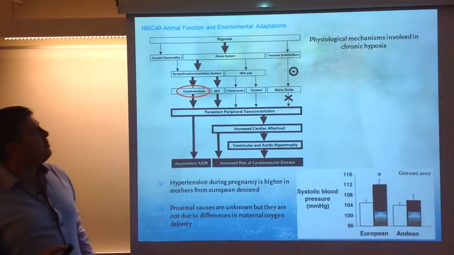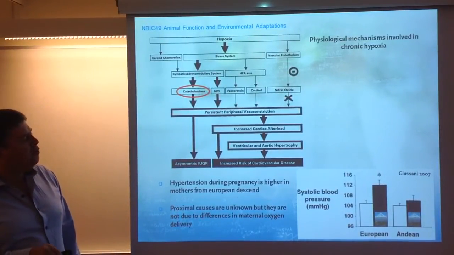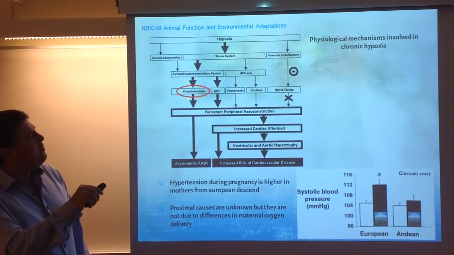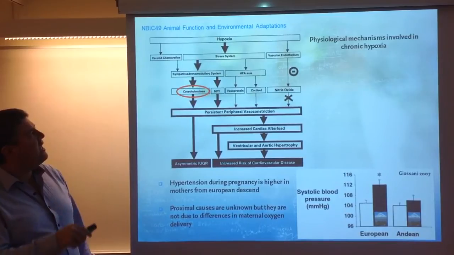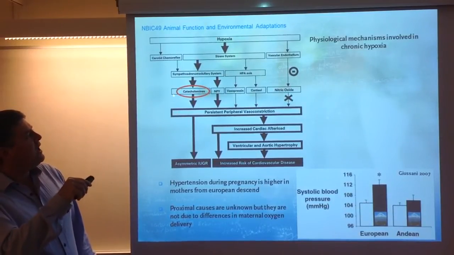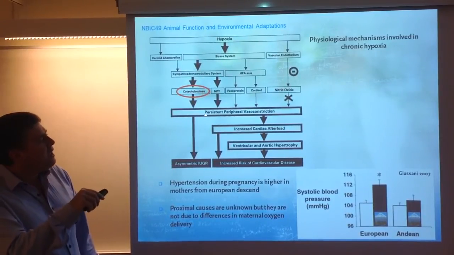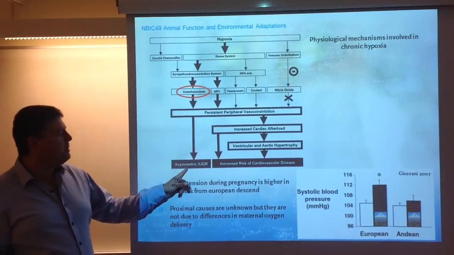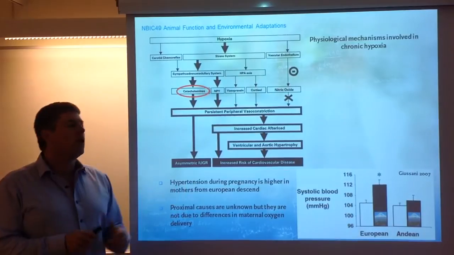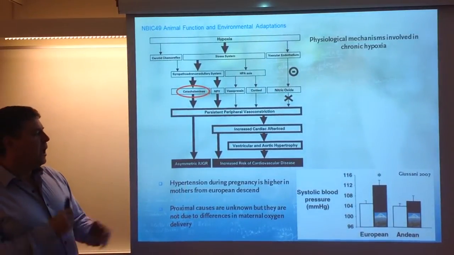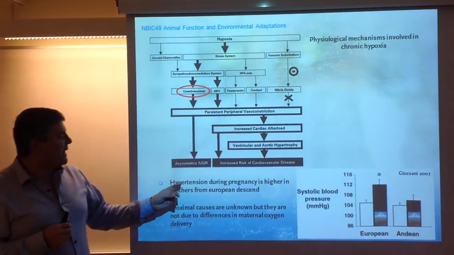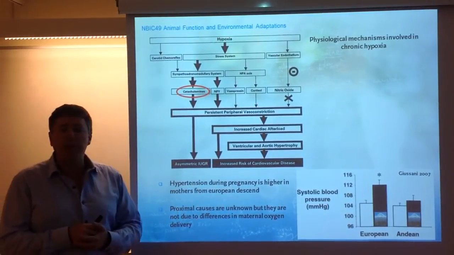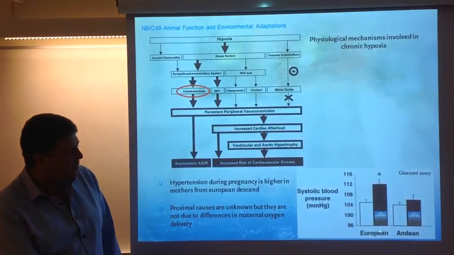Well, there are many different mechanisms, but according to Giussani, who has done this study, his main bet is for catecholamines. Basically, the idea that hypoxia triggers an increase in catecholamines, an increased peripheral vasoconstriction, and what is called asymmetric IUGR, intrauterine growth restriction. We know very well that hypertension during pregnancy is also higher in mothers from European ascent. And that's what you see here.